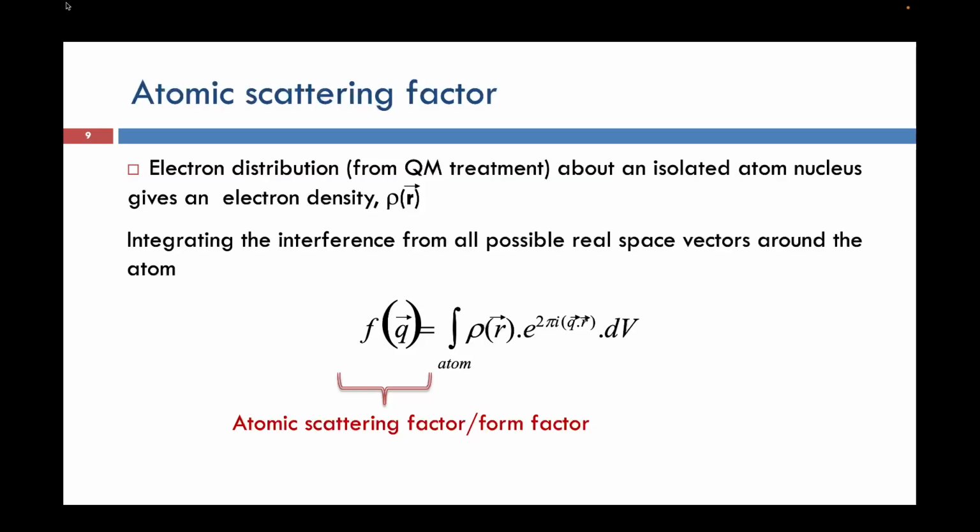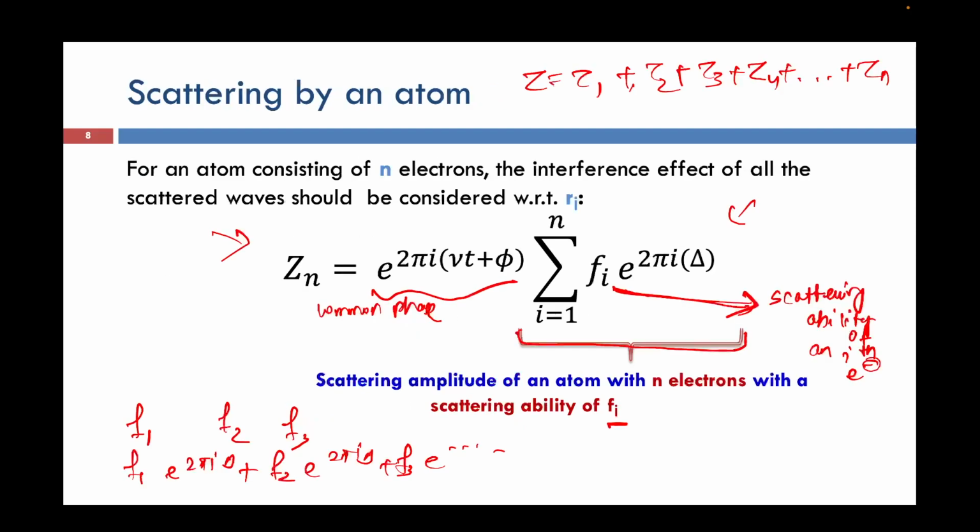But from the quantum mechanics perspective, electrons are not isolated particles; rather it is a distribution of negative charge, or you can say a cloud, around the positively charged nucleus, right? So here I have simply written F1, F2, Fi. This is the scattering ability of the ith electron I have taken. That means my electrons are 1, 2, 3, 4, like this I have taken.